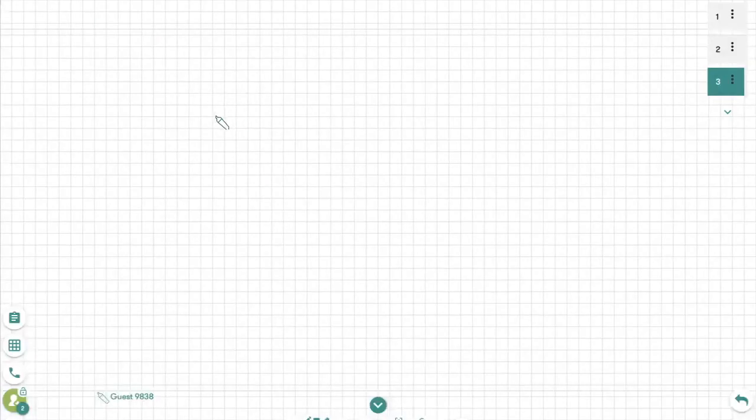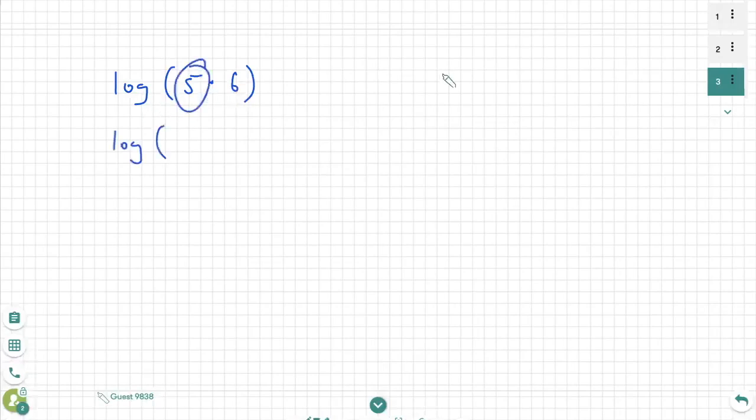Let's say that we had log base 10 of 5 times 6. Since this is log base 10, let's say I want to rewrite this 5 in terms of base 10. 5 equals 10 to the a power, where a is just some exponent, some weird decimal, that if I apply it to 10, I'll get 5. It's the same thing with 6. Let's say that 10 to the b power gives me 6.